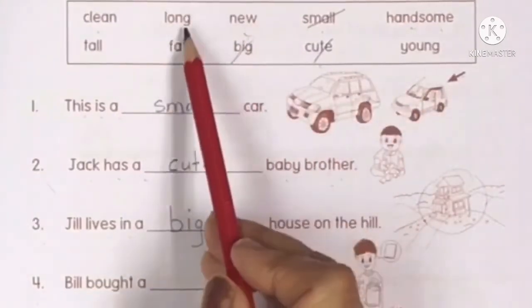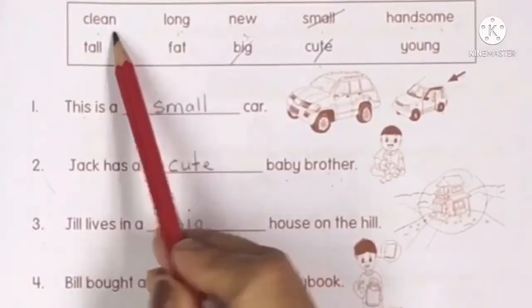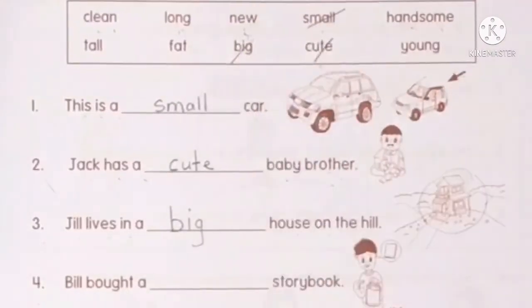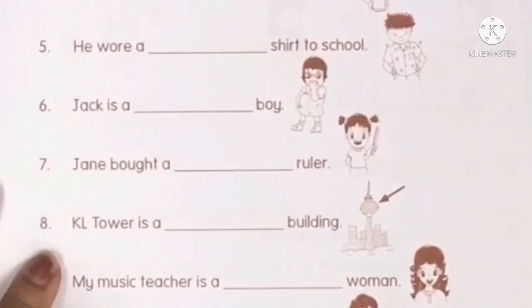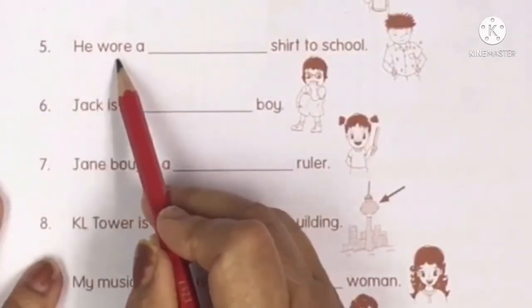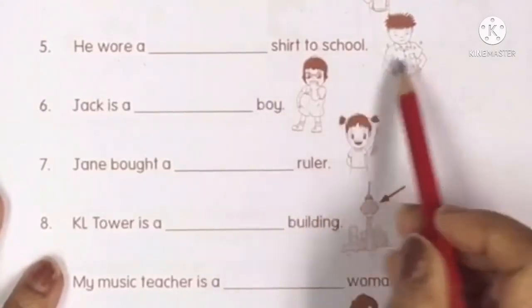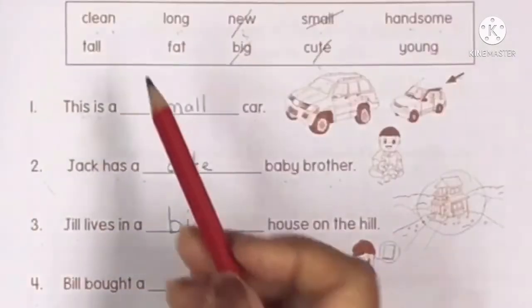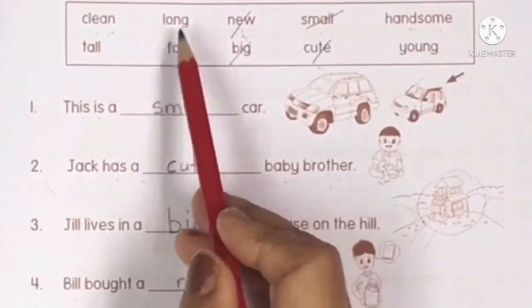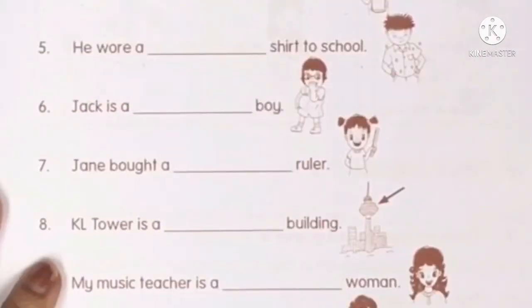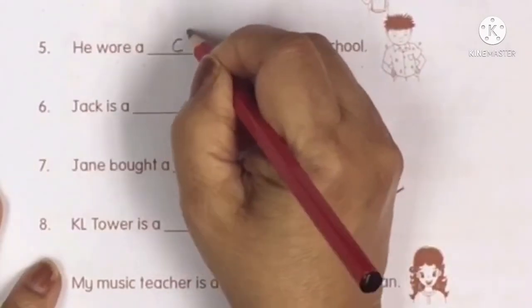Number 4. Bill bought a storybook. So, did he buy a long storybook, a clean storybook, or a new storybook? New. Right. Bill bought a new storybook. The next one. He wore a shirt to school. Look at his shirt. Is it clean or is it long? It's sparkling. Clean.